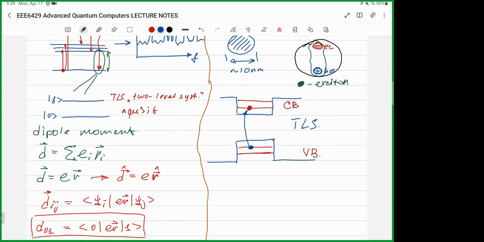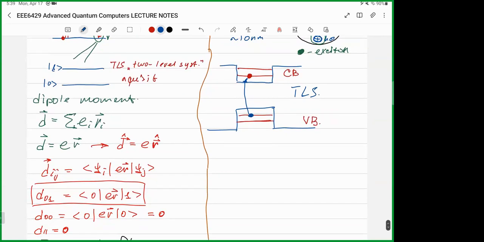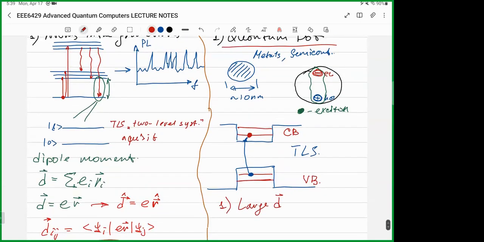in an atom. But here, in contrast to a usual or natural atom, we have a large dipole moment, because the size of the particle is 10 nanometers. So 10 nanometers compared to the natural atom, which is roughly around 1 angstrom.